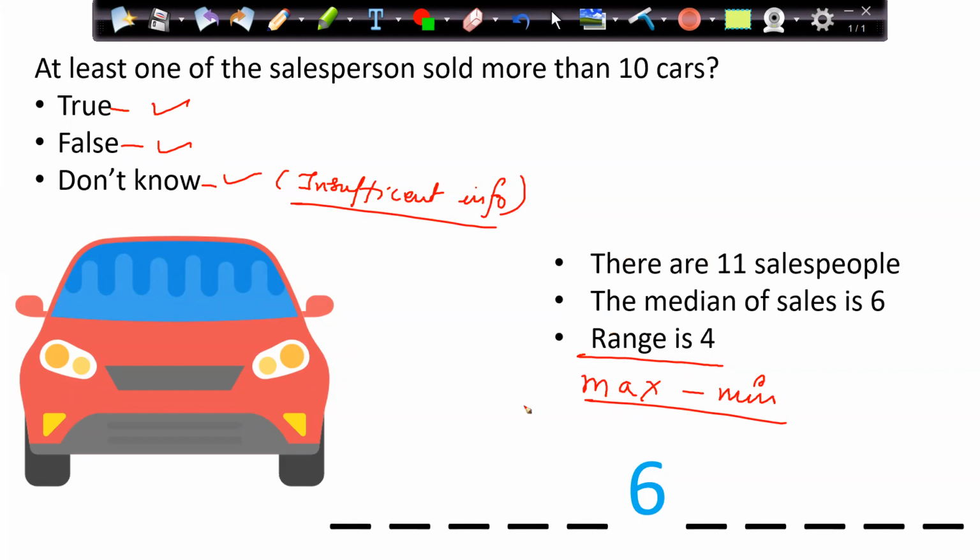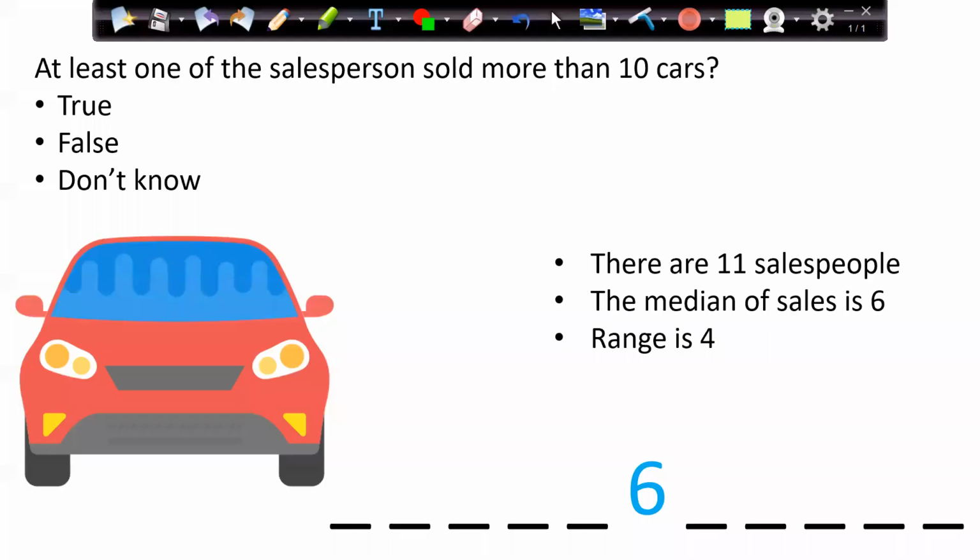What do you think, guys? From this data set, I'll give you 2 minutes. You think about it and let me know the answer. So the correct answer is false. Let's try to understand this. At least one of the salespersons should have sold more than 10 cars. More than 10 cars, let's say assume 11 cars. That is more than 10, right?